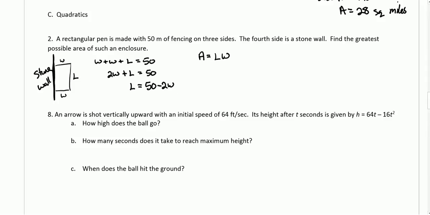So the next step is to substitute that 50 minus 2W in for L. We know the area is length times width. Instead of writing the length times width, we're going to substitute in the 50 minus 2 times W here. And now we can distribute the W to 50 and negative 2W. And we get the area is equal to 50W minus 2W squared. I'm going to rewrite it as the area is negative 2W squared plus 50W.